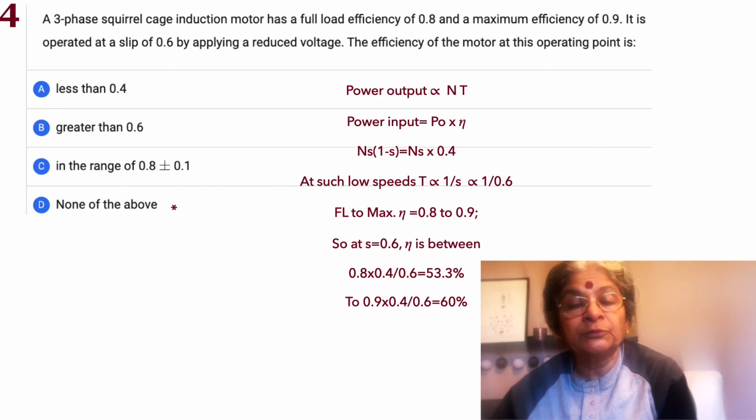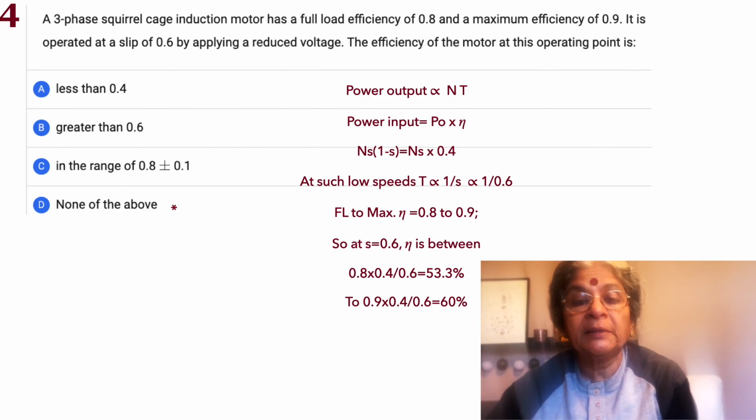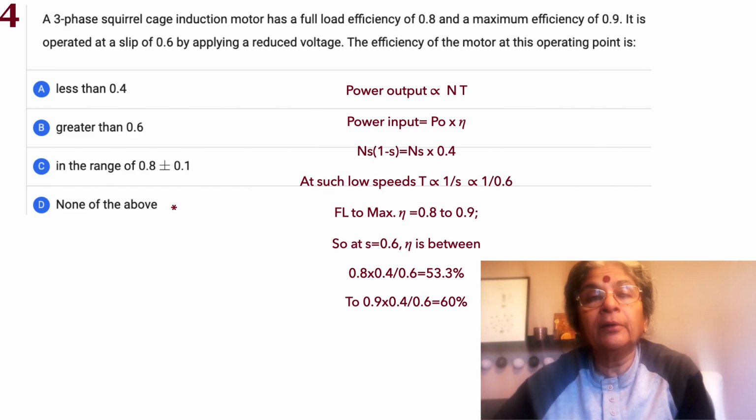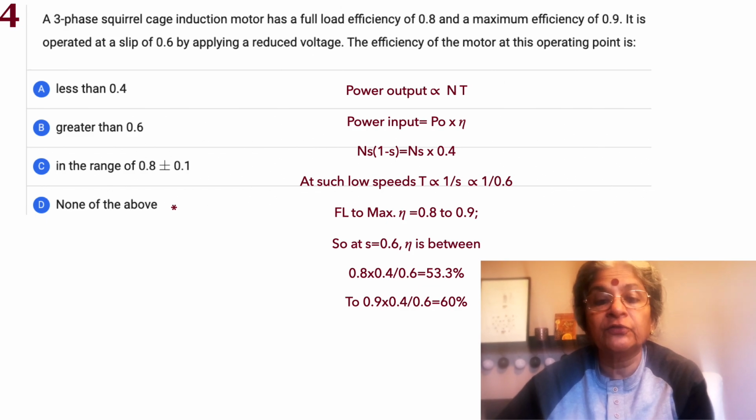Power output, as was mentioned earlier, is proportional to both the speed and the torque, and power output is also proportional to power input multiplied by the efficiency. Okay, so far so good. The speed now is Ns into (1 minus s), and the slip is very poor, so speed is only 40%, 0.4 times Ns. So n is only 40% of Ns.